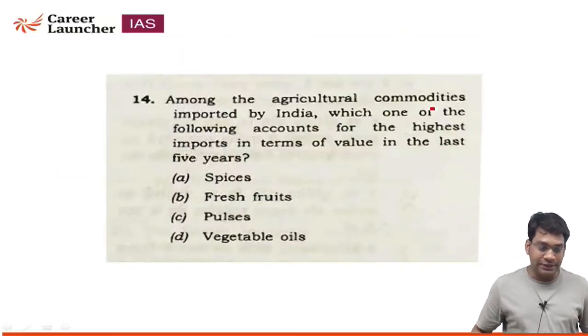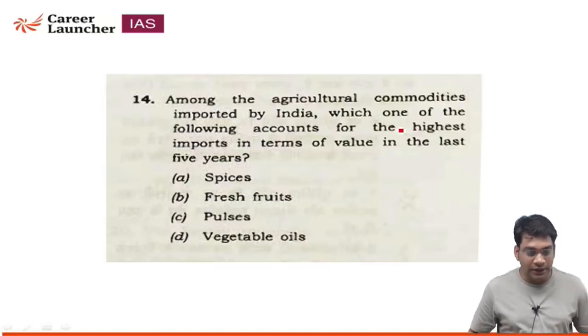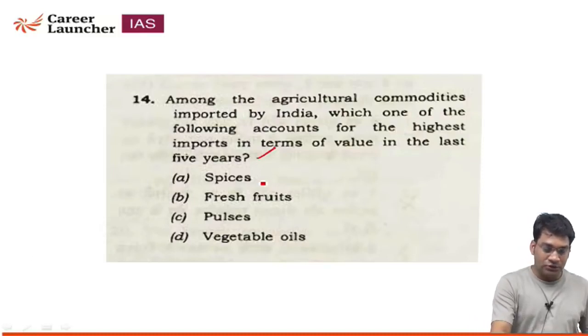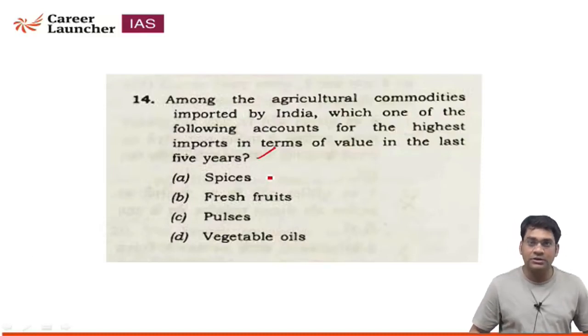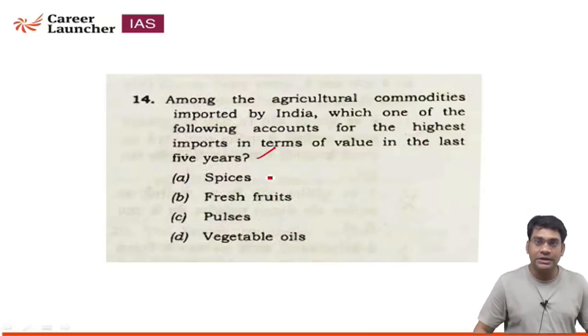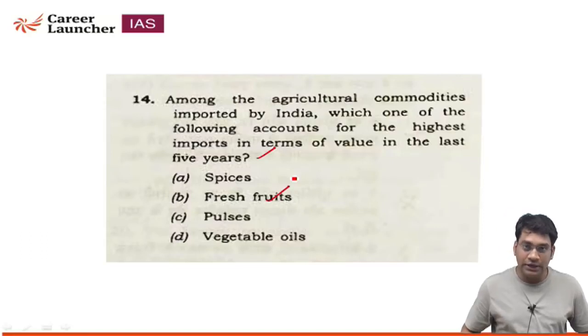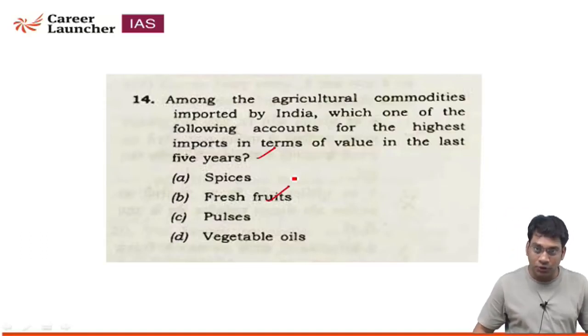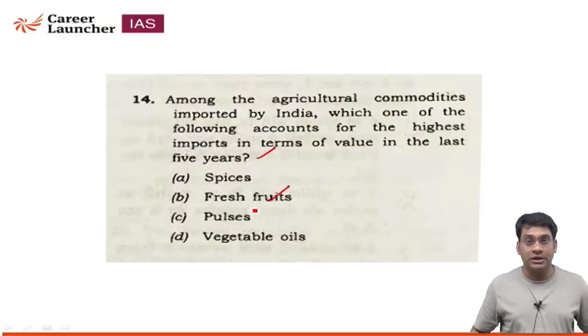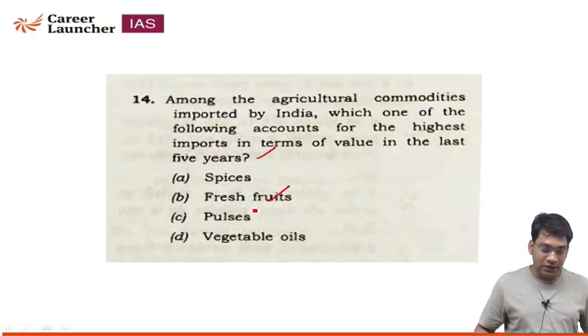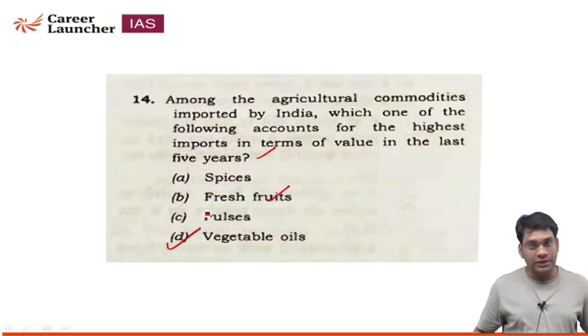Question number 41, set C: among the agricultural commodities imported by India, which one of the following accounts for the highest import in terms of value in the last 5 years? So spices will not be the correct answer, because India is rich in spices. That's why Vasco da Gama came to India in 1498. And fresh fruits are again horticulture, and in horticulture India is also an exporter. Pulses: India is a major producer and consumer of pulses. So option D, vegetable oils, is the correct answer.